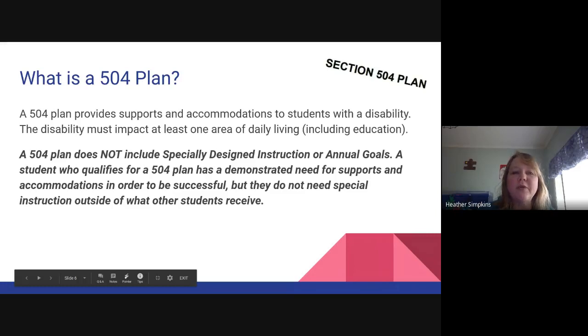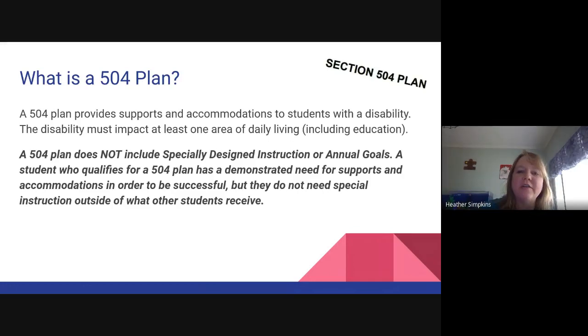So there's also a thing we call a 504 plan. So a 504 plan provides supports and accommodations to students with a disability. The disability must impact at least one area of daily living, including education. A 504 plan does not include specially designed instruction, and it does not have annual goals.